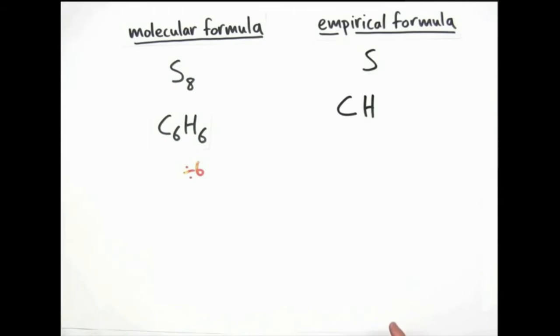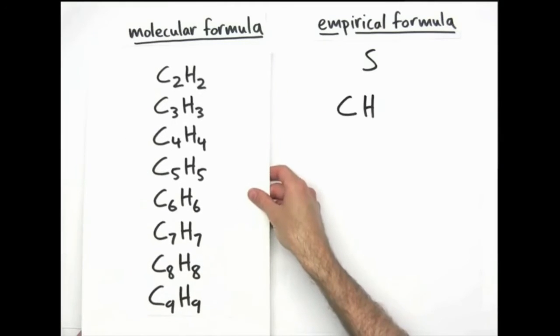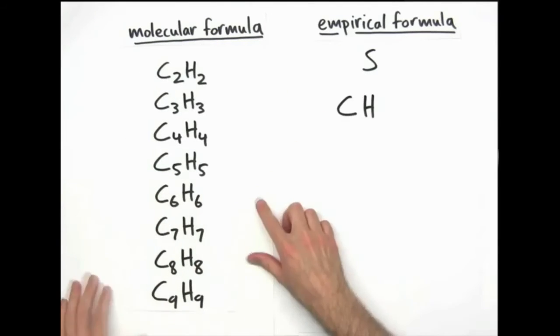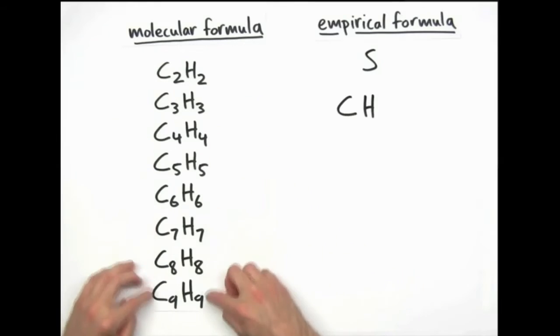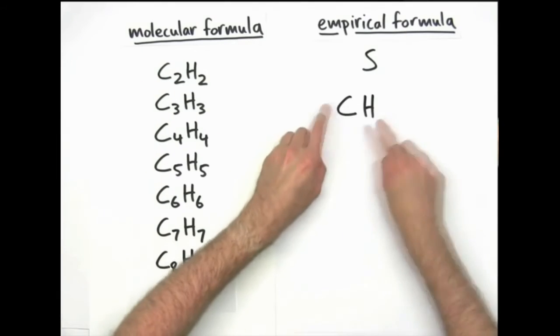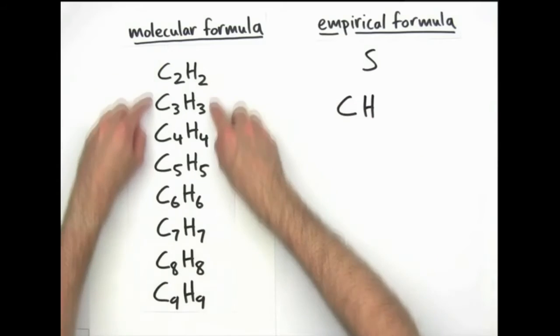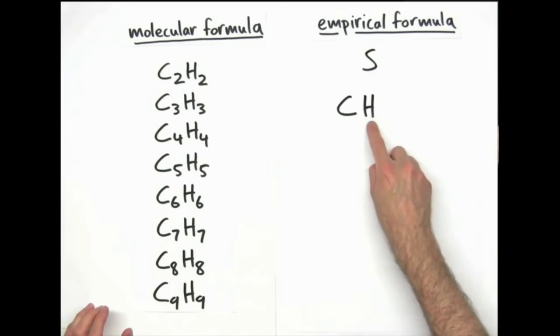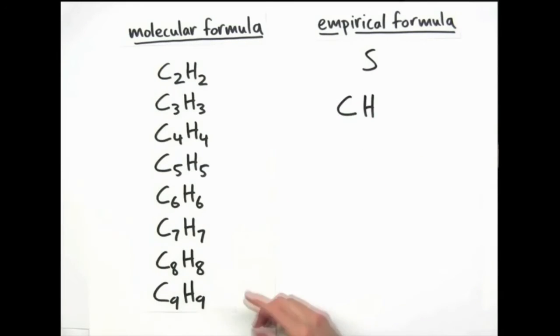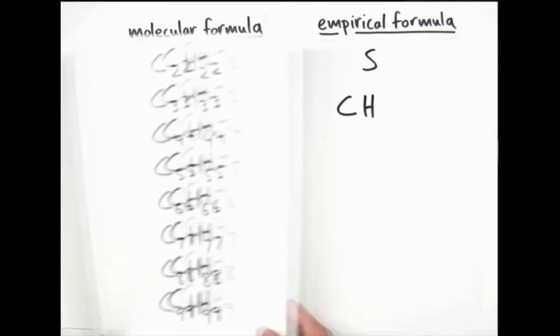Now, one thing that I just want to point out here is that oftentimes many compounds can have the same empirical formula. All right, C6H6 has this empirical formula, but all of these other molecular formulas, as well as many others, have the same empirical formula right here. The empirical formula for all of these is CH. So oftentimes you'll see a bunch of molecular formulas that have the same empirical formula. So just keep that in mind.